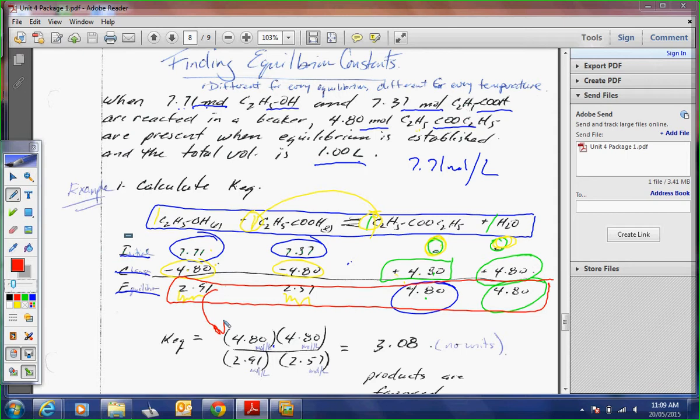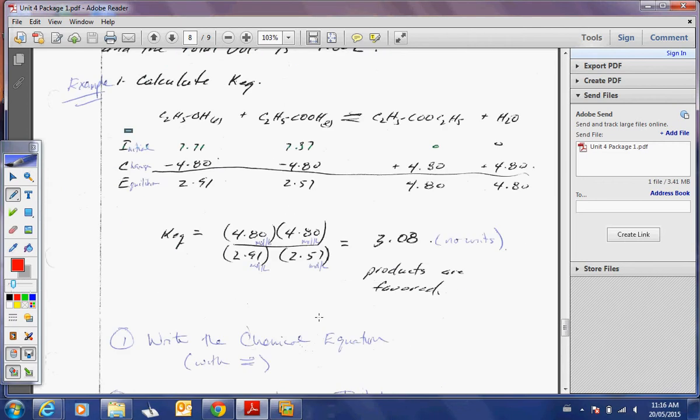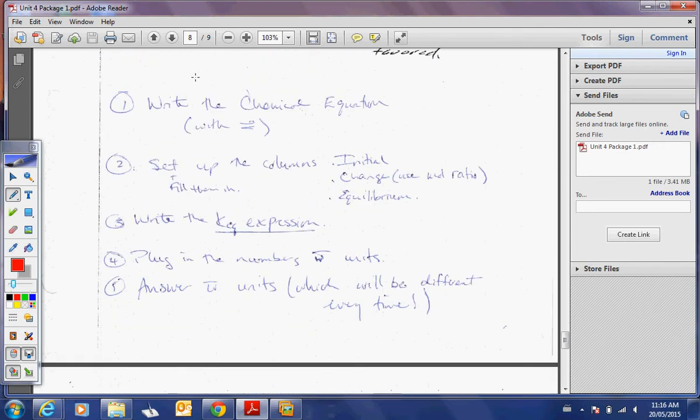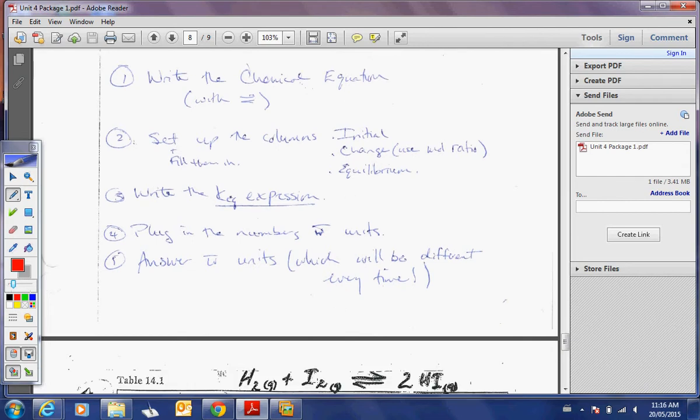But the point is, if you're in the perfume making industry and you're trying to make this ester to go into your perfume, so far you're pretty in favor. You're making your ester, you've got a lot of it made. You're happy. Tomorrow we're going to learn about how you can make even more of that ester, so that you can get this number to be even higher. Okay, so products are favored, and that's it. I even put little steps for you as I discussed it. Done. Answer with units will be different each time.